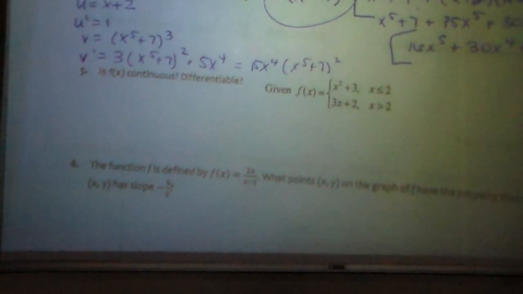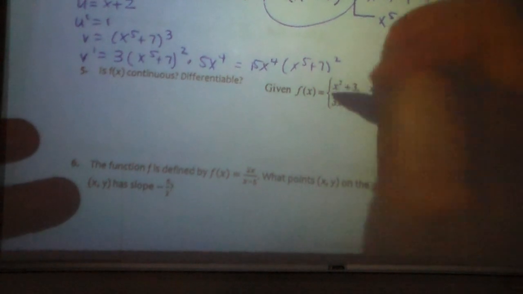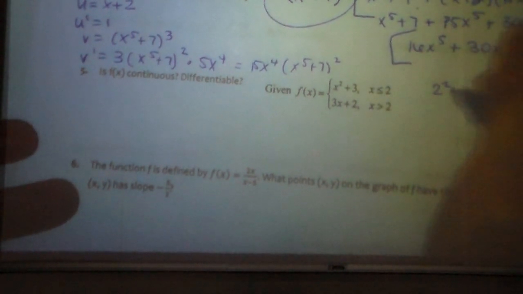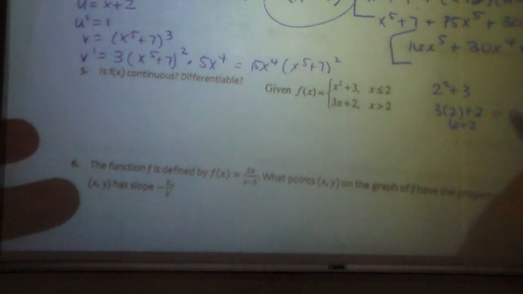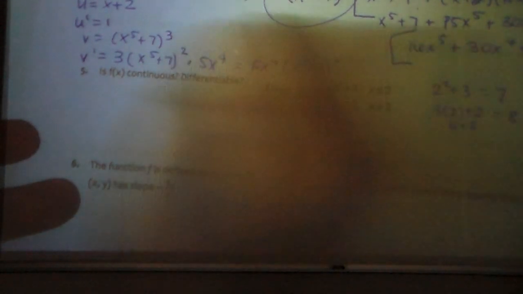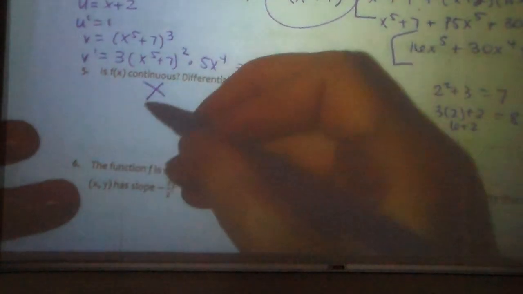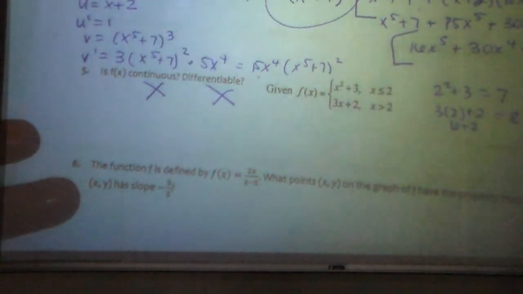Here we're checking for differentiability and continuity. Continuity, I just plug in. This is 6 plus 2, which is 8. This is 4 plus 3, which is 7. So it is not continuous. And because it is not continuous, it cannot be differentiable. It doesn't work.